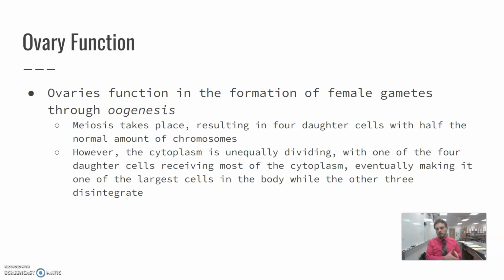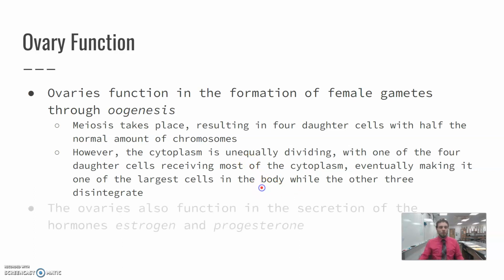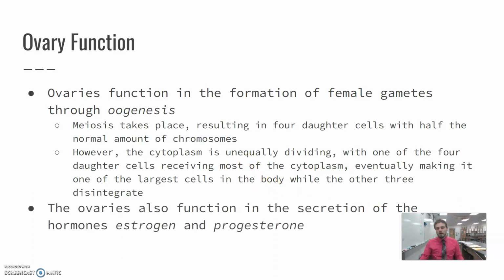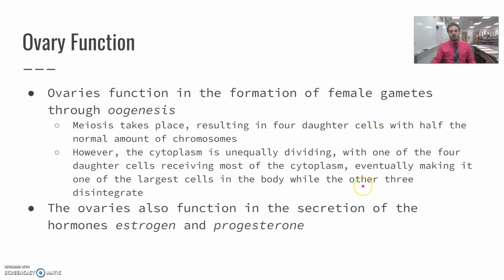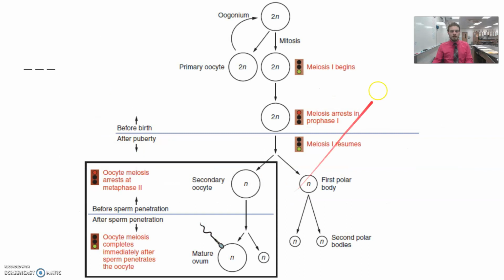And so the 3 that are going to disintegrate end up being very small because they donate all that cytoplasm to the chosen one, and that chosen one ends up being so large that it's almost pretty much visible to the naked eye at approximately 1 millimeter. The ovaries are also going to function in the secretion of estrogen and progesterone. We'll talk a lot about hormones during this unit.